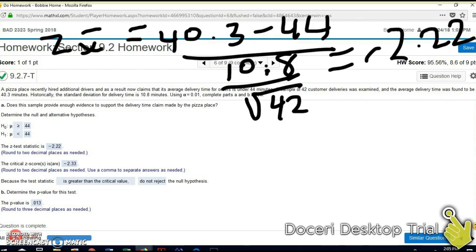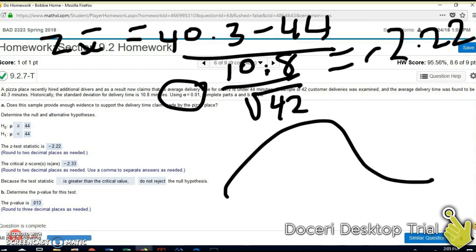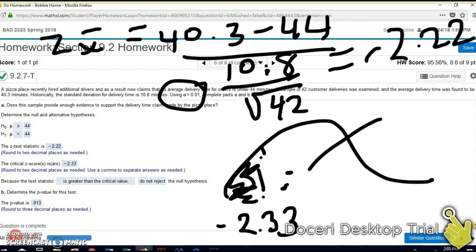Now, if you look up the critical value of z when alpha is 0.01 for a right tail test, the critical value would be 2.33. It's a left-tailed test, I'm sorry. So negative 2.33. If it's left-tailed, it's negative. So if it's in this area, we would reject it. But as you see, negative 2.22 would be somewhere over here to the right. So our test statistic does not fall in the critical area. So we cannot reject it because it's greater than, it's to the right of it.